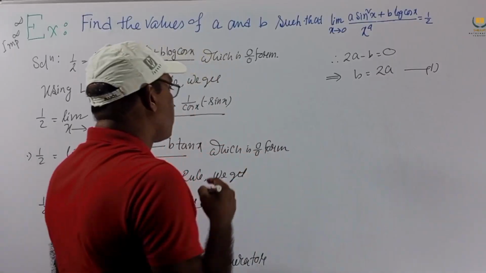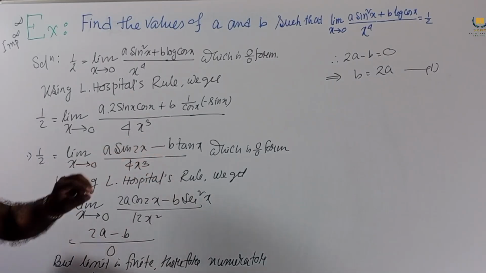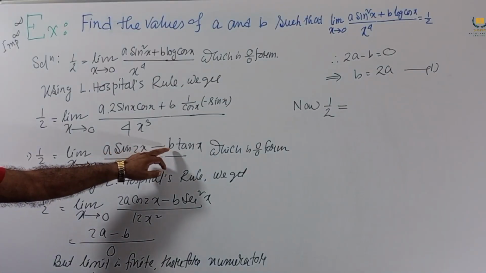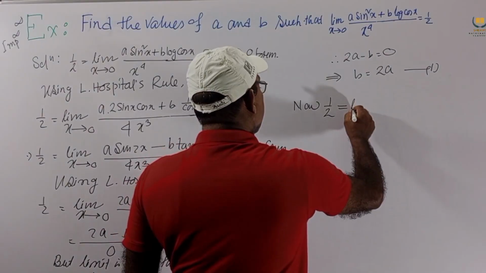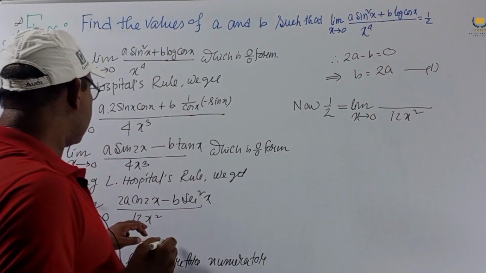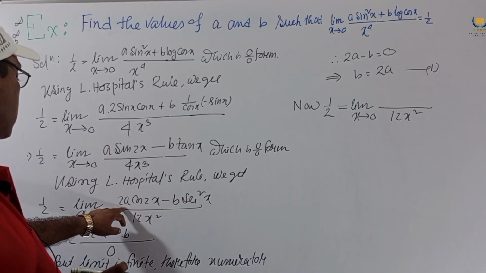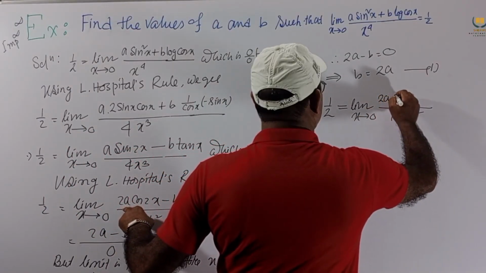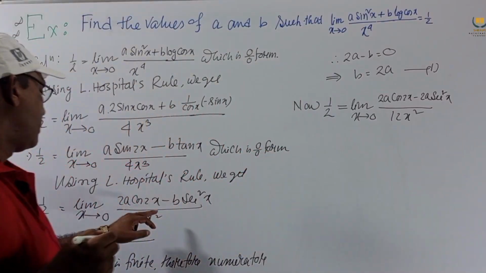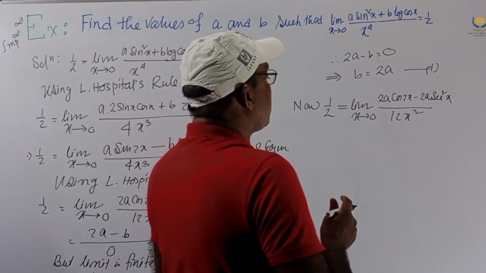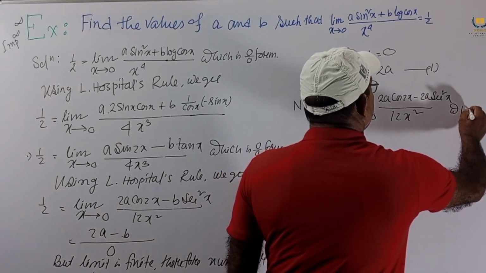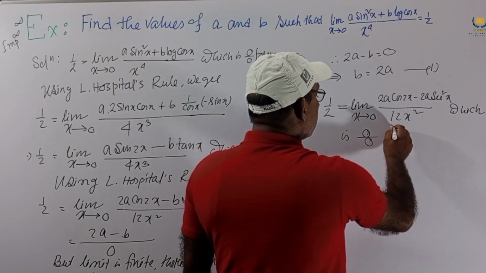We consider this as equation number 1, and put the value of b as twice a here. So 1/2 equals limit x tends to 0 of 12x squared over the numerator with b replaced by twice a, other terms the same. Again, putting the limit, cos 0 is 1 and sec 0 is 1, so twice a minus twice a is 0, which is 0 by 0 form.